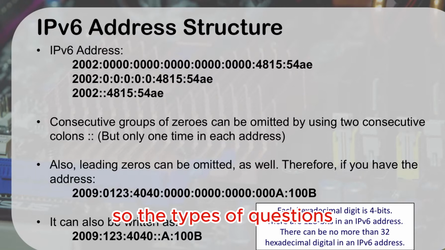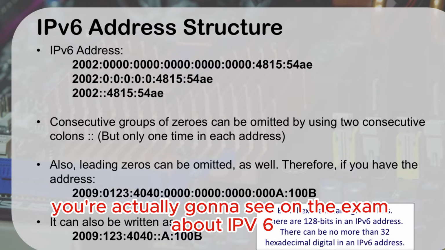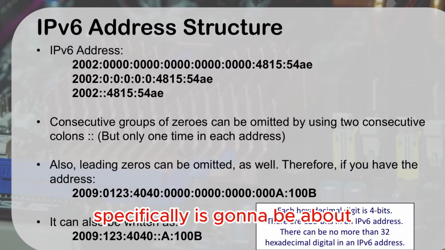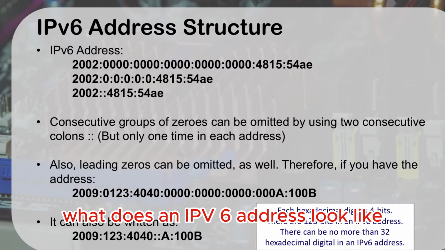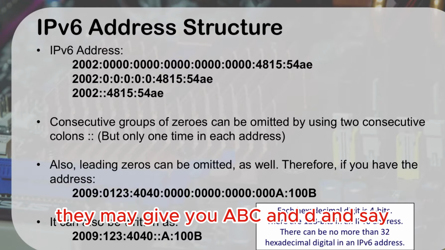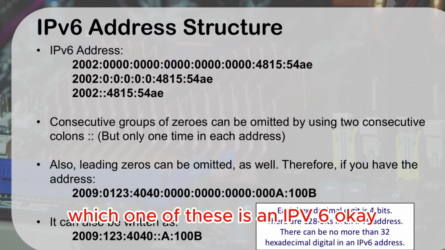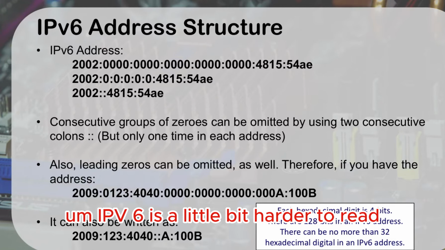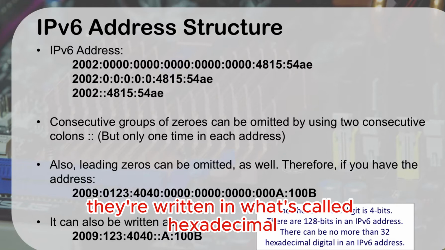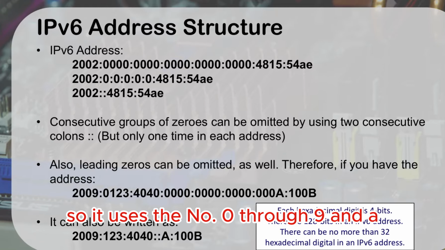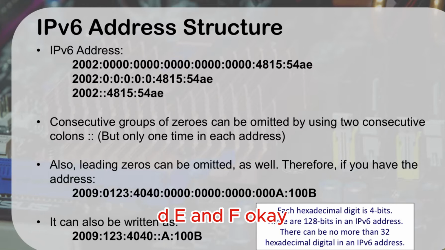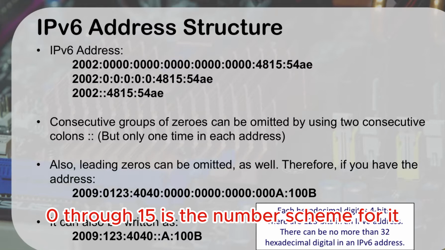So the types of questions you're actually going to see on the exam about IPv6 specifically is going to be about what does an IPv6 address look like. They may give you A, B, C, and D and say which one of these is an IPv6, okay? IPv6 is a little bit harder to read. They're written in what's called hexadecimal, so it uses the numbers 0 through 9 and A, B, C, D, E, and F, okay? That represents 0 through 15 as the number scheme for it.